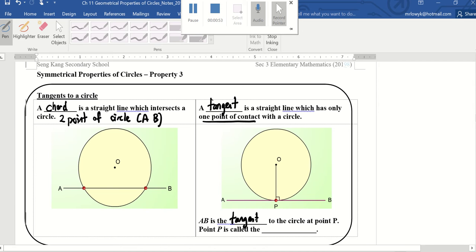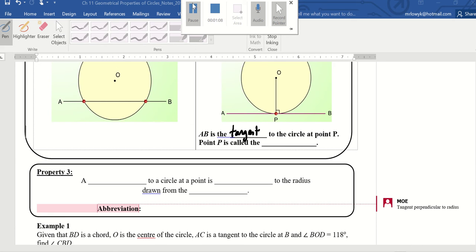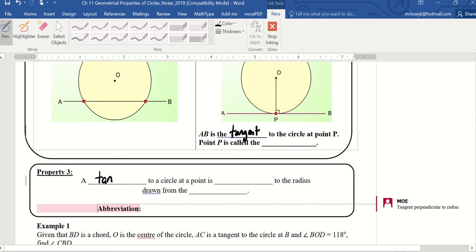And point P is called the point of contact. A tangent to the circle at a point is perpendicular to the radius drawn from the center. Are you writing down?